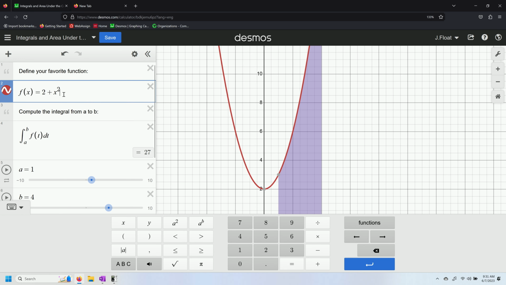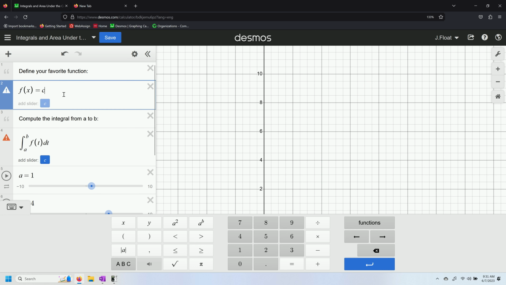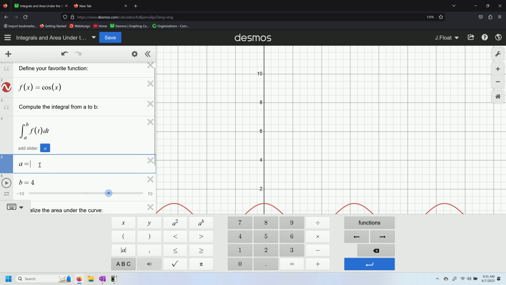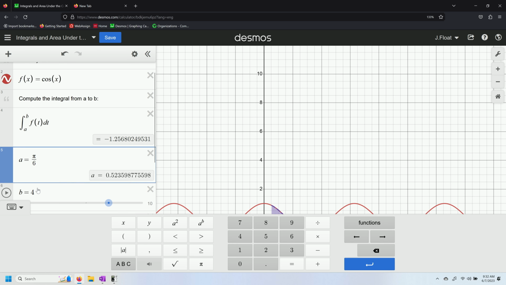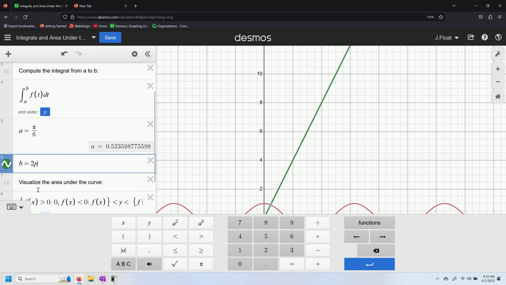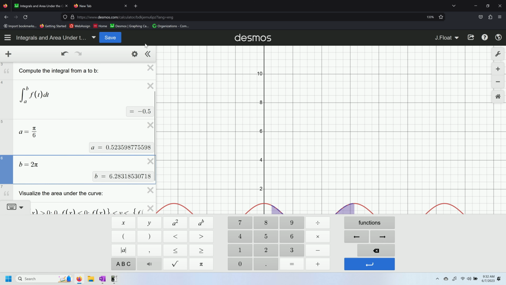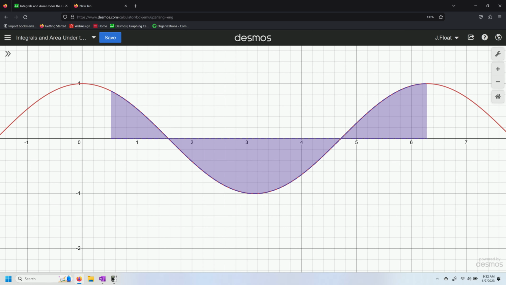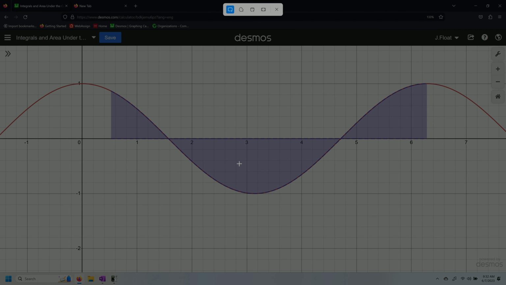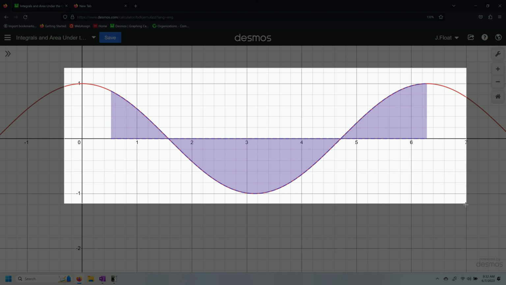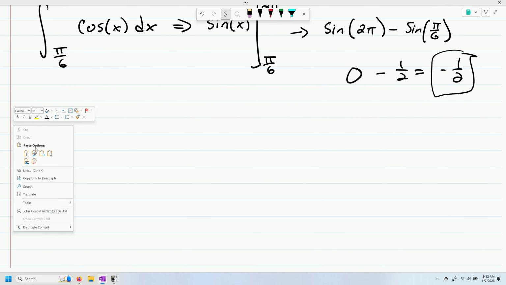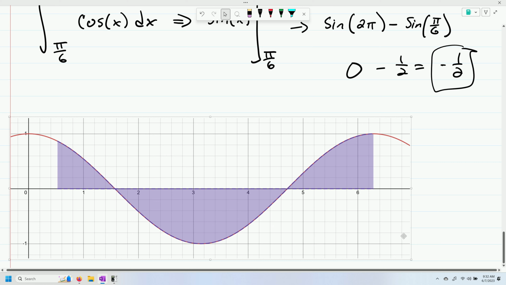So if I just typed in the cosine of x, and remember, we're evaluating this between pi over 6 and 2 pi. Let me get rid of this stuff so we can actually see this. We'll zoom in so it's nice and pretty. See, here's the issue. I'm going to copy and paste this into our notes because I'd like to write on this.